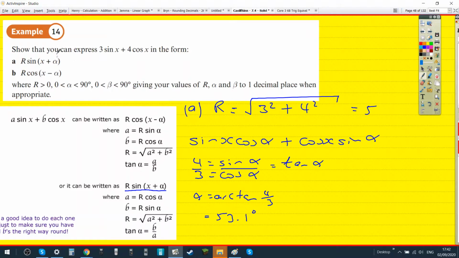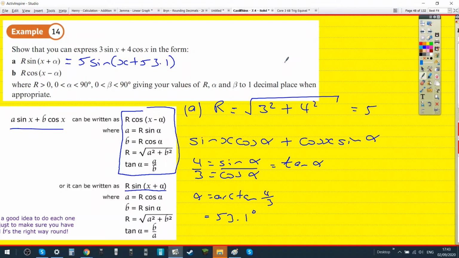And so 3 sine x plus 4 cos x in the form r sine x plus alpha is 5 sine x plus 53.1. Well done. Same idea for part b, except this time it's r cos x minus alpha. And you can use this stuff if that's helpful.